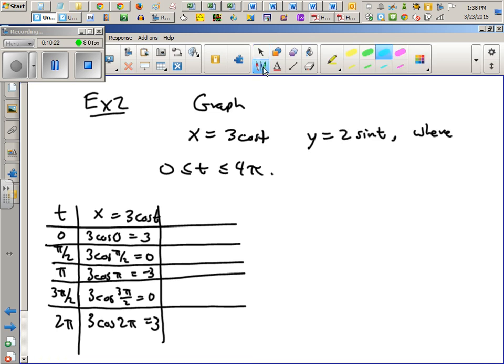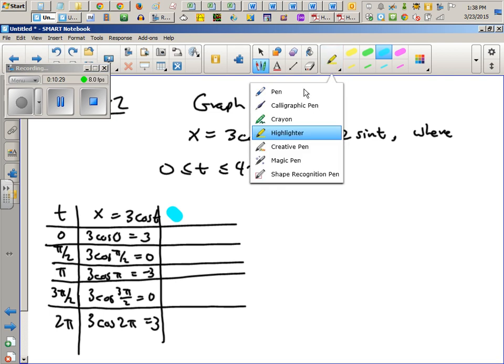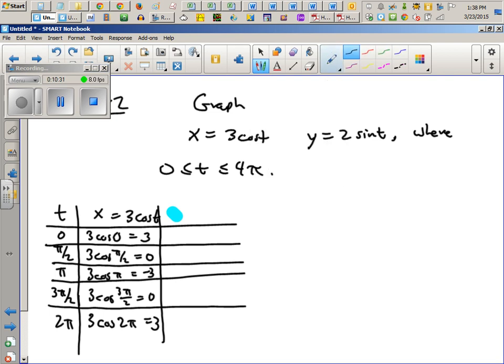Okay, let's look at y equals, oops, that's not a pen, that's a highlighter. I don't tend to write with highlighters. Y is supposed to be 2 sine t.